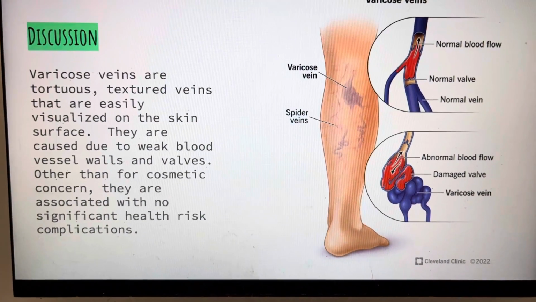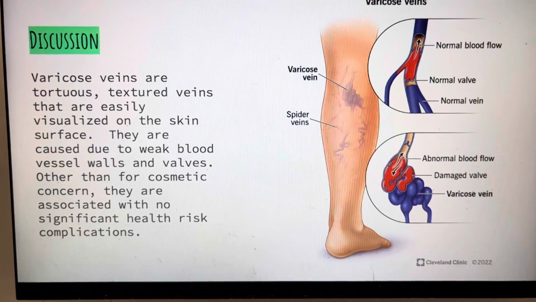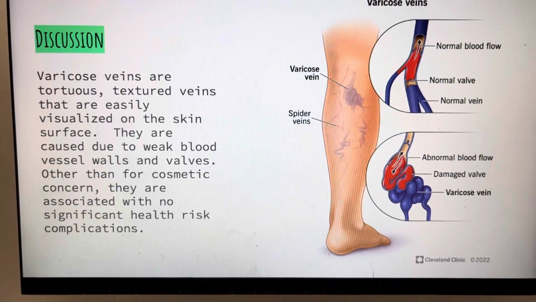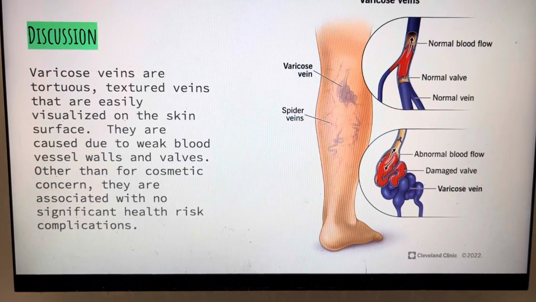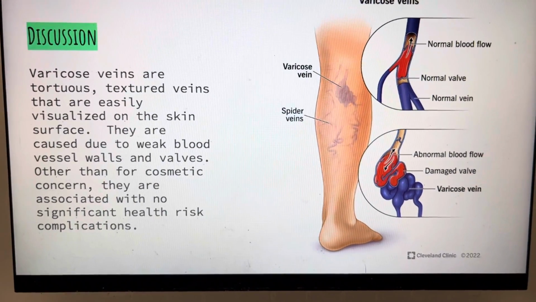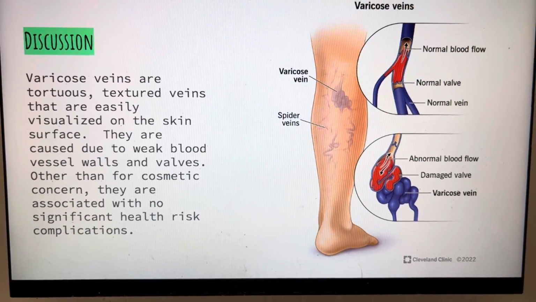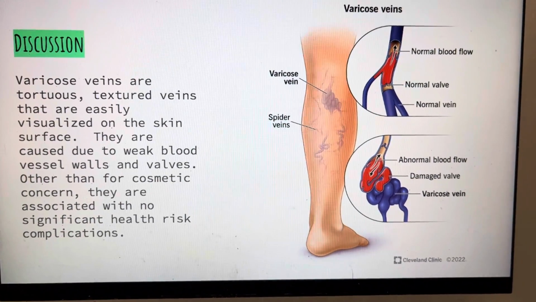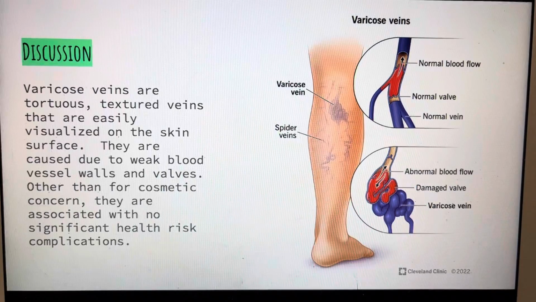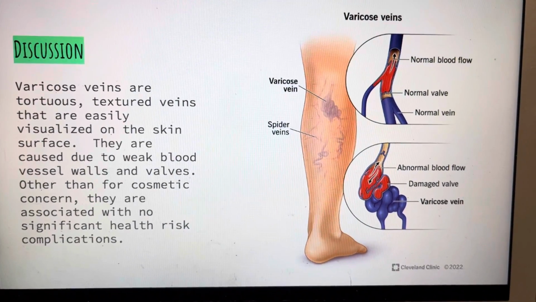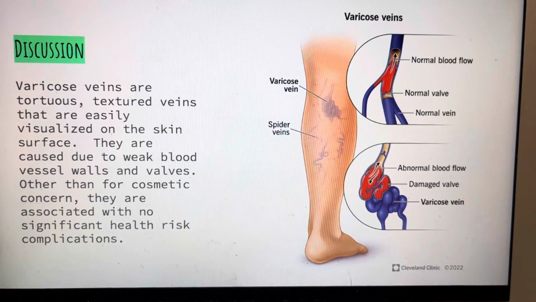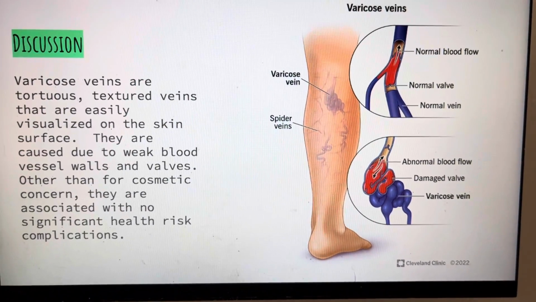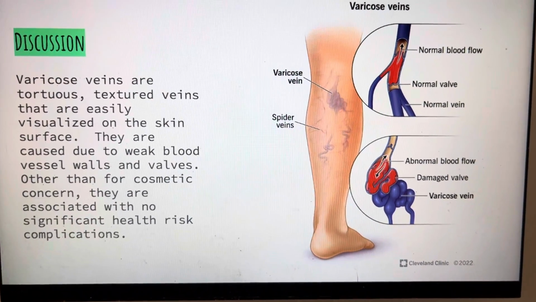And then, in conclusion, varicose veins are tortuous veins that are easily visualized on the skin's surface. They're caused due to weak blood vessel walls and valves. Other than for cosmetic concerns, there is no association with any significant health risk complications. And this photo shows just the varicose veins and spider veins, how they're different structure-wise as well, with the normal blood flow and abnormal.